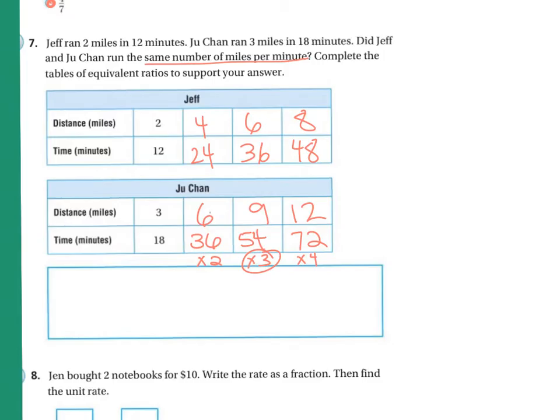So we've got 4 over 24. I don't see that. 6 over 36. Look at that. It is here and it is here. And I don't have 8 over 48. So yes, they both ran 6 over 36. So they both ran 6 miles in 36 minutes.